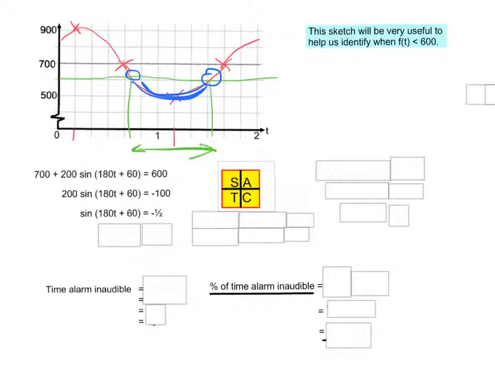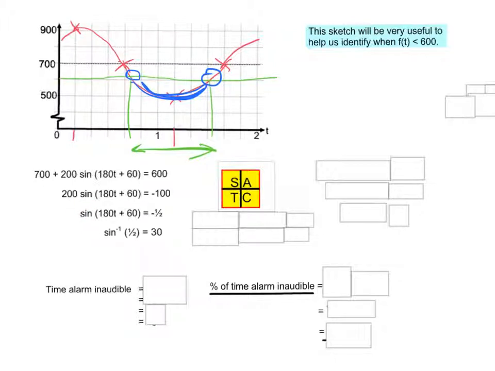Alarm bell should be ringing. We've got an exact value here. So I'll take the inverse sine of 1/2, dropping the negative, of course, because that'll come into play in my ASTC diagram. Inverse sine of 1/2 is 30. Okay. Now, which quadrants am I working in?